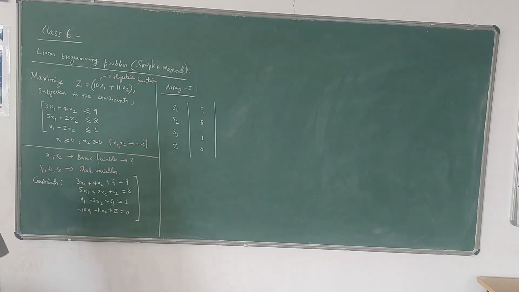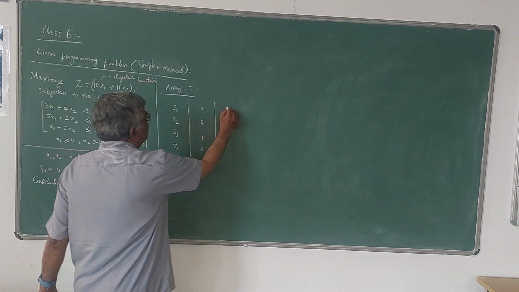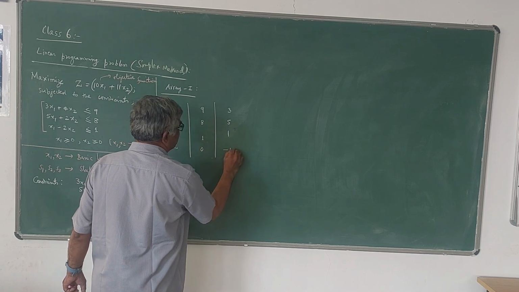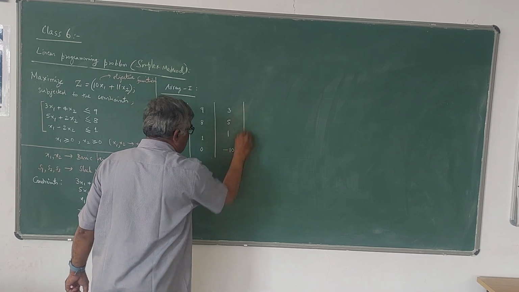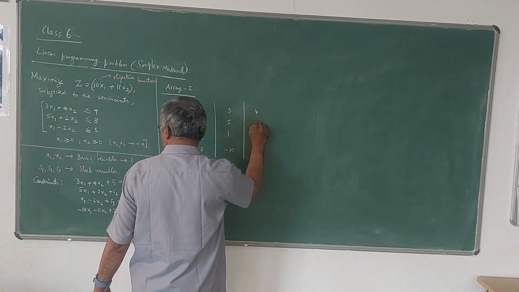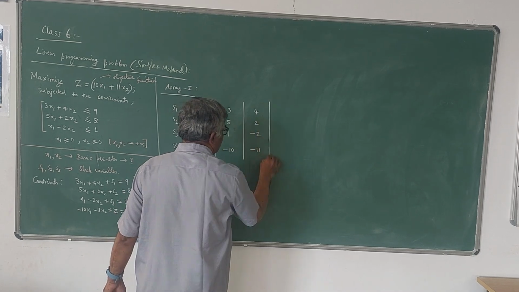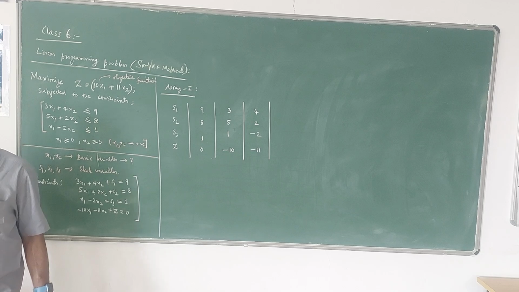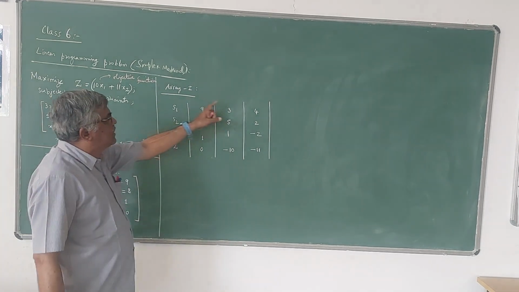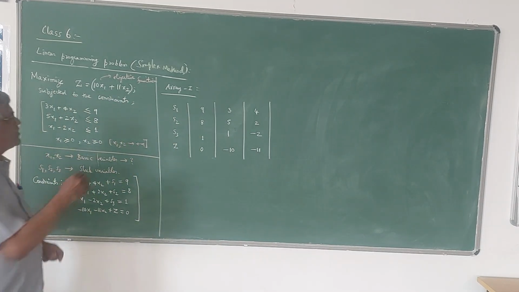Next, in the third column, we write the coefficients of x1. That is 3, 5, 1, −10. In the fourth column, we write the coefficients of x2: 4, 2, −2, −11. So this is how we are going to write the table. The first step is to write the table like this. The table is also known as an array, or you can call it an iteration also.